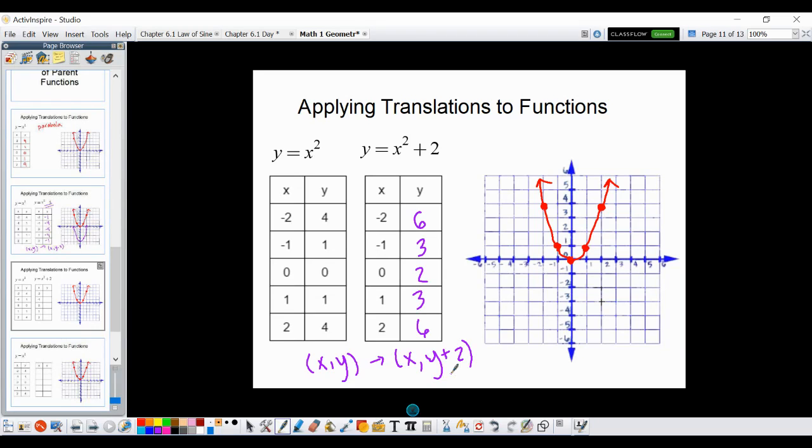So what results will that have in our graph? That's right, it seems like it will move it up 2. So let's go ahead and graph these new points, negative 2, 6. So this original point moved up 2 to be here, negative 1, 3. This original point moved up 2. And every point is going to move up 2.